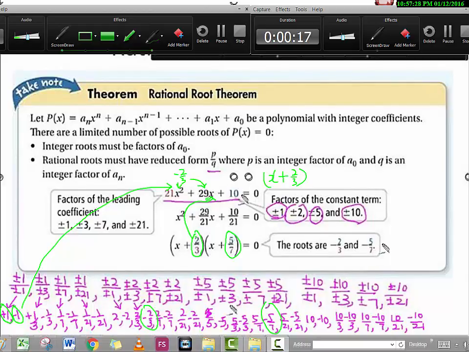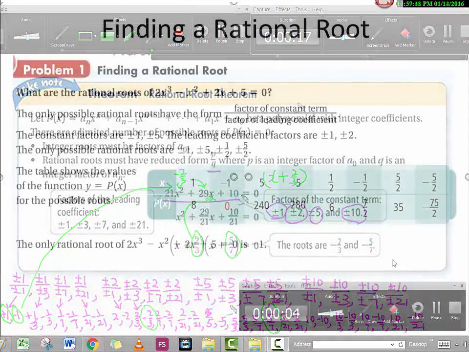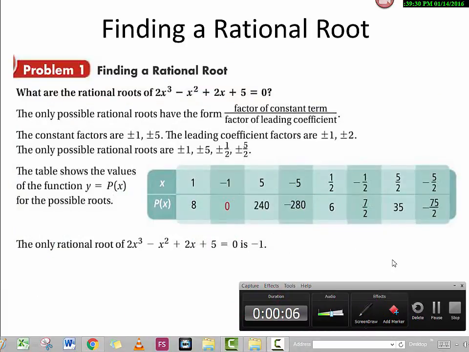But this is an extreme case. When I say extreme case, it's because you have a lot of factors for the constant term as well as the leading term. In the next slide, when we talk about the other example, it could be a little bit simpler. Here's another example to show you how to use the rational root theorem to guess the first root.